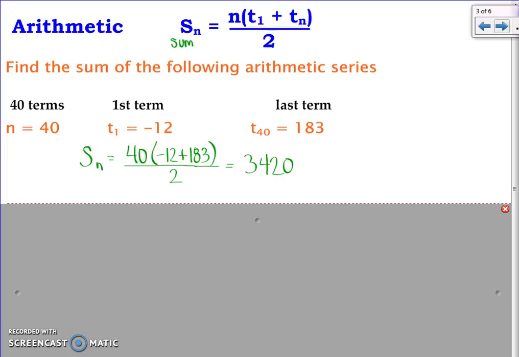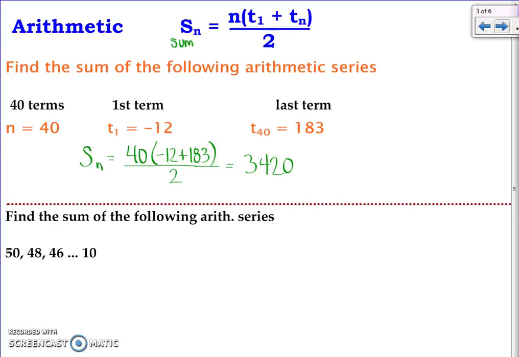Now they're not always going to give you those three things, and we have to rely on the formula we learned yesterday to find whatever missing information we need. So we're going to be using the formulas from yesterday and today together on most of the problems. So looking at this example, we need to find the sum.